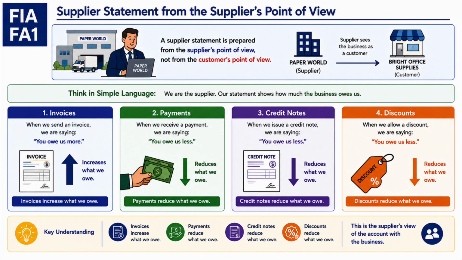Supplier statement from the supplier's point of view. This is very important. A supplier statement is prepared from the supplier's point of view, not from the customer's point of view. The supplier sees the business as a customer. So, when the supplier sends an invoice, the supplier is saying, "You owe us more." When the supplier receives a payment, the supplier is saying, "You owe us less." The meaning is still understandable if you think in simple language. Invoices increase what we owe. Payments reduce what we owe. Credit notes reduce what we owe. Discounts reduce what we owe.